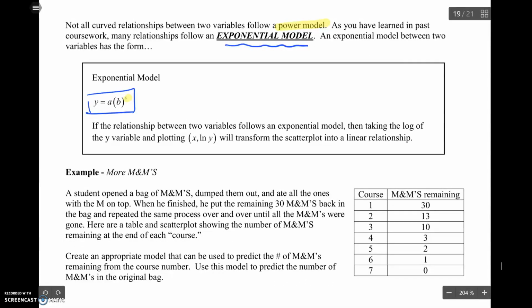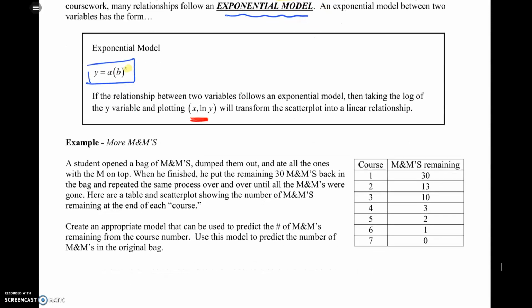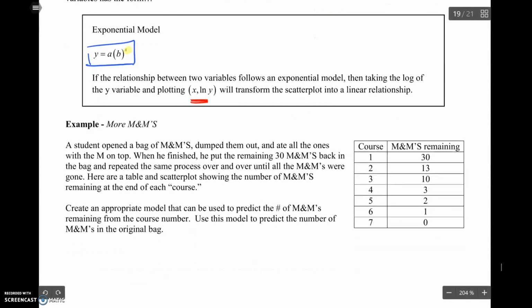So an exponential model is really easy to do. You just take your original x value versus the natural log of your y variable, or the log base 10 of your y value. So it's kind of like a power model, you just don't take the natural log of your x. If this transformation straightens out your data, that will give you an exponential model, okay?